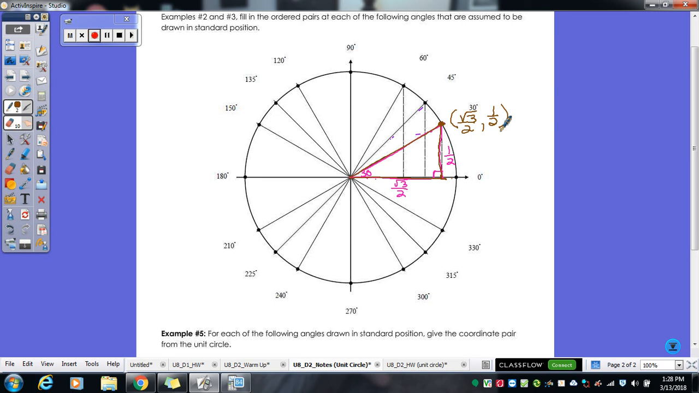It's kind of like the regular graph. Yes. It's a different graph, yes, because it's got the unit circle on there.